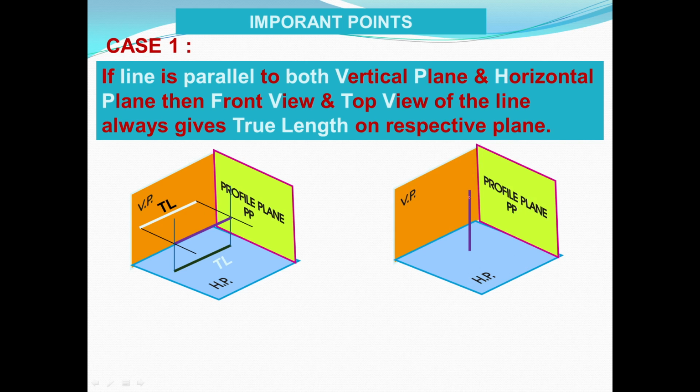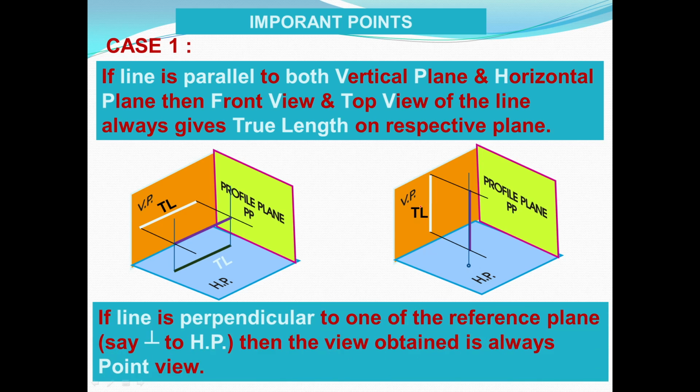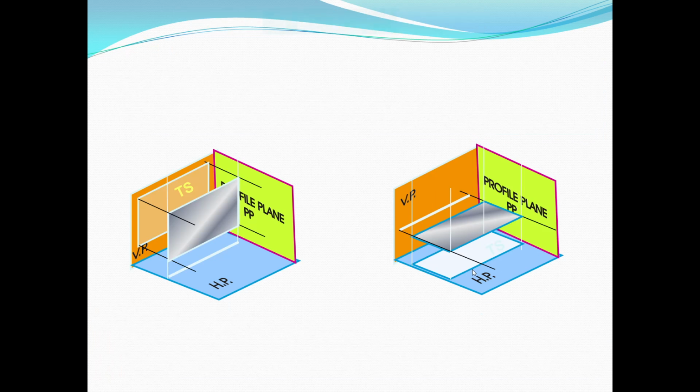Now this line is parallel to the vertical plane and perpendicular to the horizontal plane. So you get the point in the horizontal plane, that is the top view, and the true length in the vertical plane. If the line is perpendicular to one of the reference planes, here the line is perpendicular to the horizontal plane, then the view obtained is always a point view.